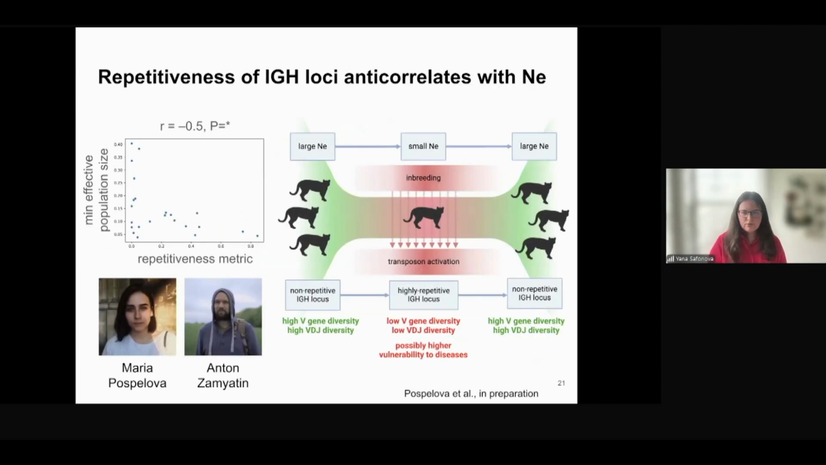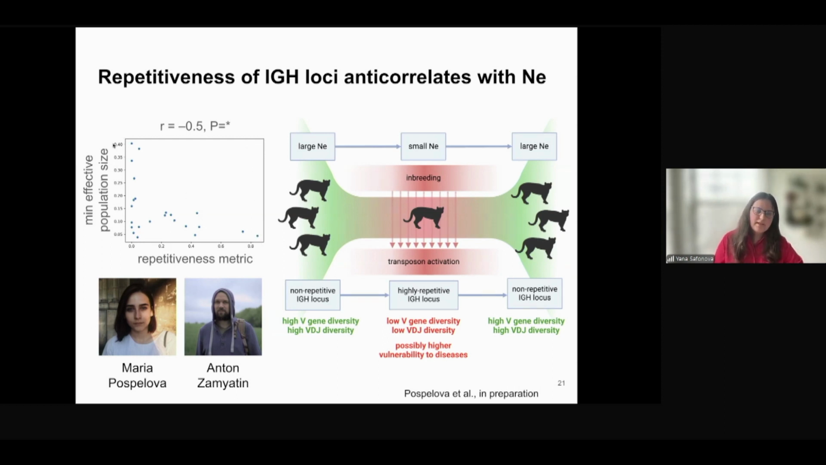And recently, our students, Marie Paspelova and Anton Zamyatin, found a very interesting correlation between repetitiveness of IgH loci and also the effective population size of corresponding species. And this correlation is negative. So in other words, if you have a very repetitive IgH locus, then it means that your effective population size is small, and you never have high repetitiveness and high effective population size at the same time.